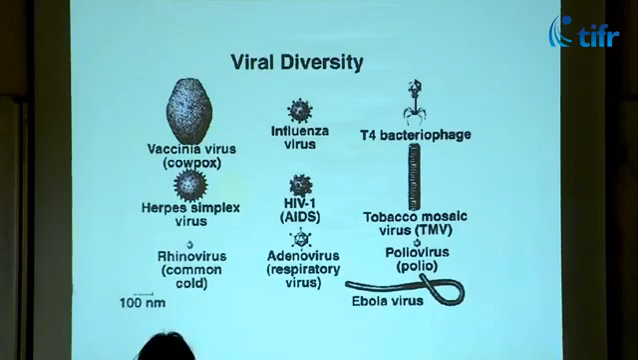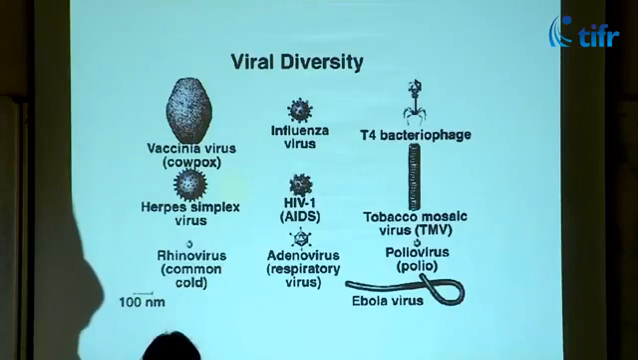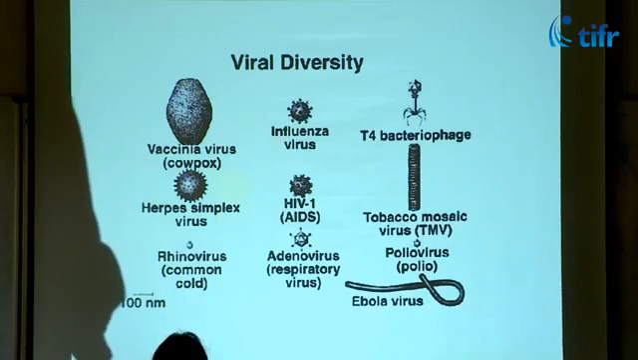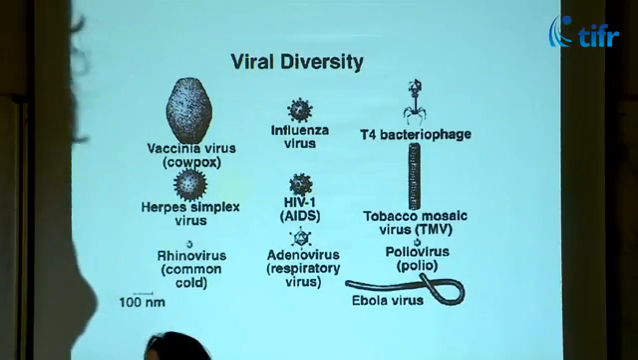Yeah. And so this is the size. So this is the size bar. So this says 100 nanometers. So if you roughly see this, HIV is around the size of this size bar. So it's around 100 nanometers.